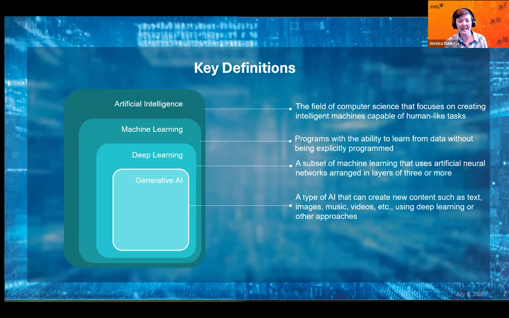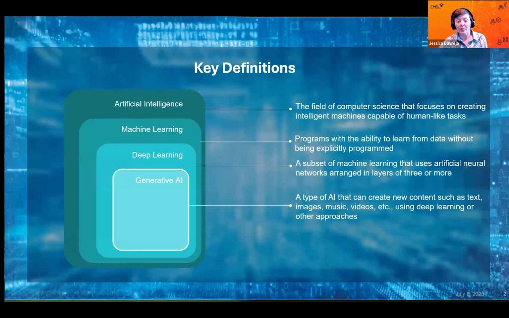And what I'm going to spend my time on today is talking about generative AI. Generative AI is a type of AI that can create new content. It's trained on content like text or images or music or videos, and it can use deep learning or other approaches to create more of that content.